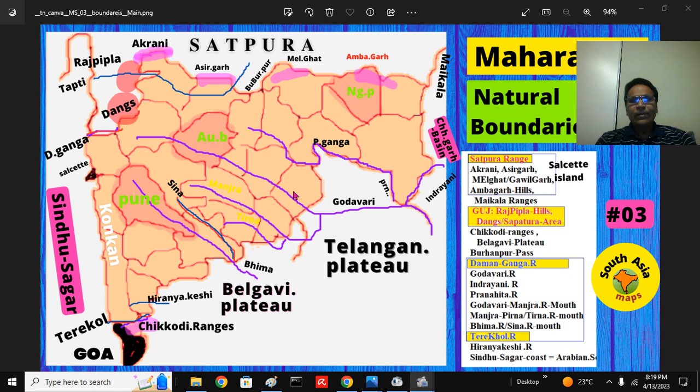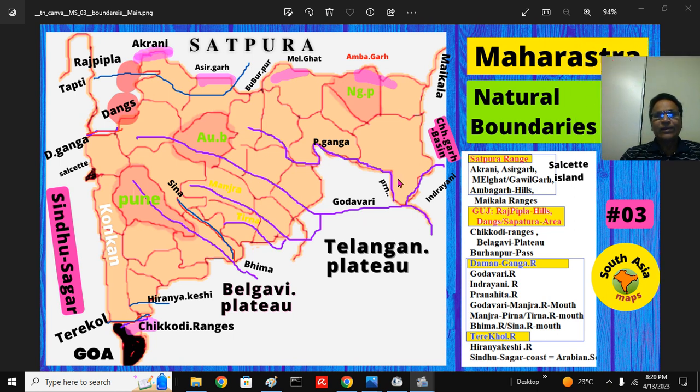Godavari river forms the boundary. This is the Godavari. Actually, Godavari, Indrayani, Pranahita is the boundary. Godavari goes here. This is the Adilabad district of Telangana. Godavari, Pranahita river, Indrayani river. This is Chandrapur region, Sironcha region at the border. This is the border. That's what I am showing. Godavari river, Indrayani river, Pranahita river.